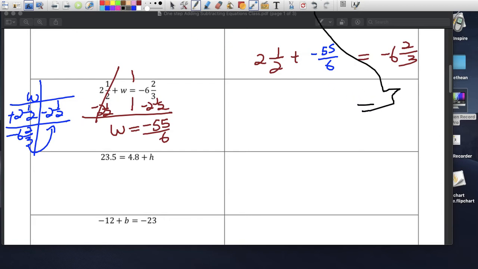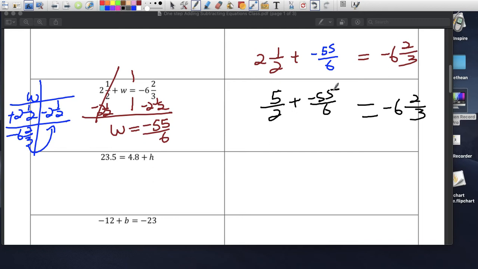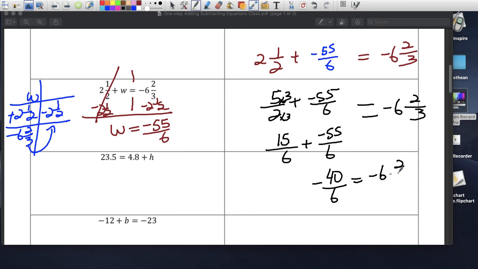So this stays, nothing to do on this side. Negative 6 2/3. And on this side, I'm going to change 2.5 into 5 over 2. Okay, so I get 5 over 2 plus negative 55 over 6. Let's find the LCM, which is 6, right? So I'm going to change that to 6. And this is times 3, and times 3 on top is 15, and negative 55. 15 plus negative 55, it's going to be negative 50, actually. And, no, 45, what am I doing? Negative, hang on a second, negative 40, I'm sorry, because there's more negatives. Negative 40 over 6 equals negative 6 2/3.